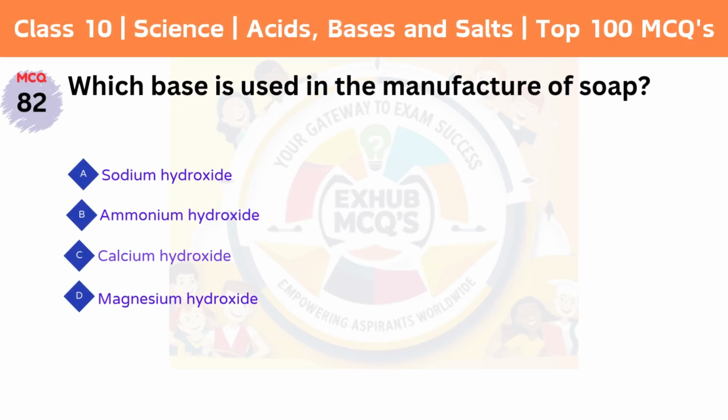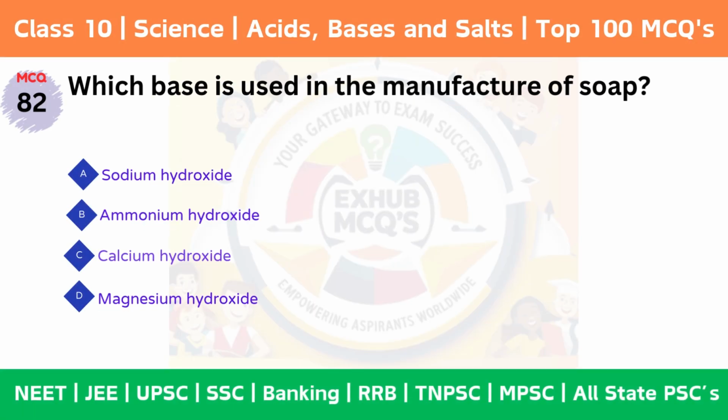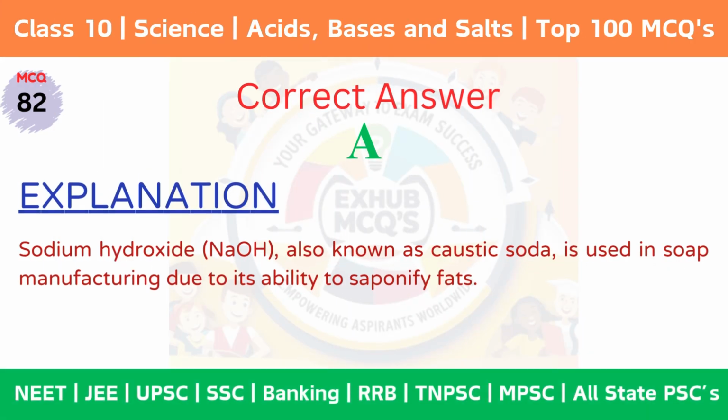MCQ 82. Which base is used in the manufacture of soap? Option A, sodium hydroxide. Option B, ammonium hydroxide. Option C, calcium hydroxide. Option D, magnesium hydroxide. The correct answer is option A, sodium hydroxide. Explanation. Sodium hydroxide, NaOH, also known as caustic soda, is used in soap manufacturing because it saponifies fats, converting them into soap and glycerol.